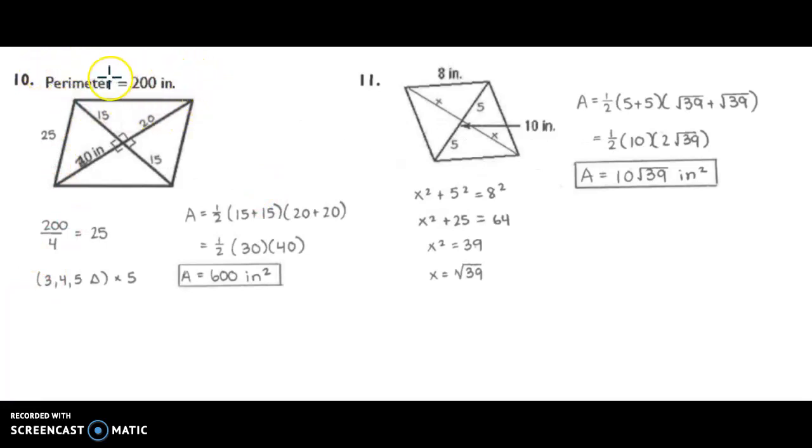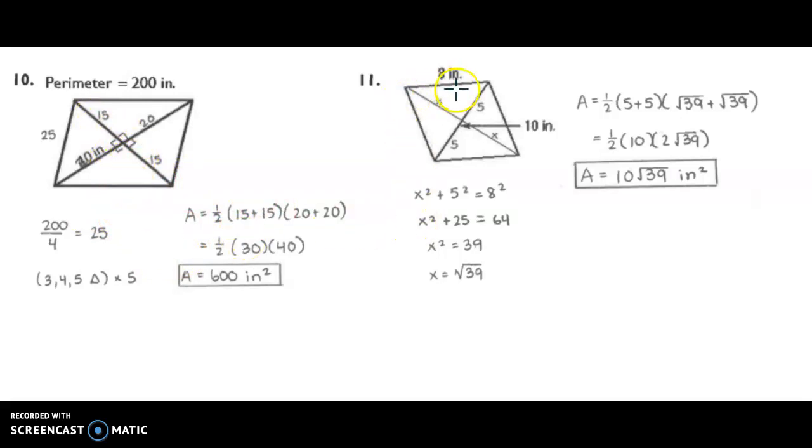And number 10, you're given the perimeter. And so you know that each side must be 25, I believe. You know what? This is a typo now that I'm looking at it more carefully. 200 divided by 4 is not 25. That should be 50. So that's an error on our part. But hopefully we still understand the idea here.